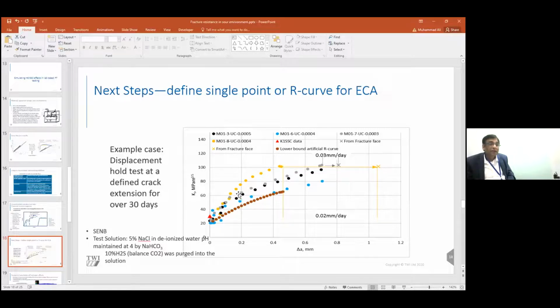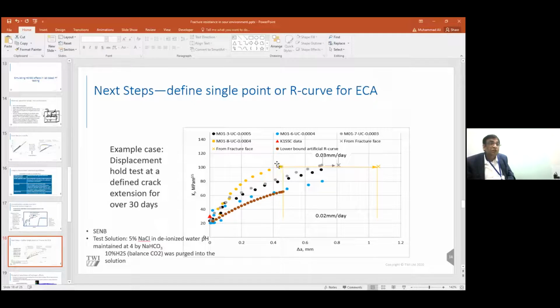The method was that we subjected the specimen to a very slow rising load until a point where the specimen was left in displacement control for a long period, which was 45 days in this case. During that period, the aim was to see whether the specimen shows any crack extension. In one test, we did not see any significant crack extension. However, the other test failed and we had to repeat that test. Unfortunately, this part was not completely successful.